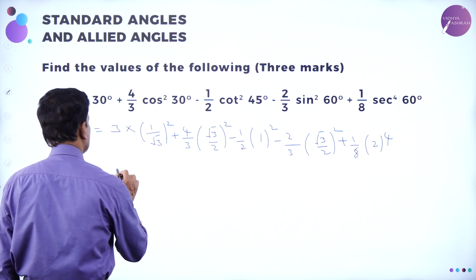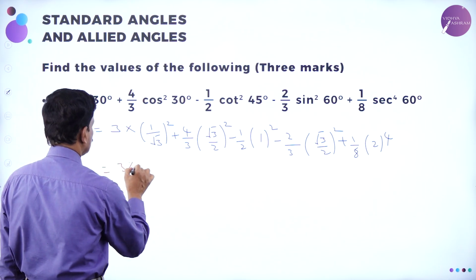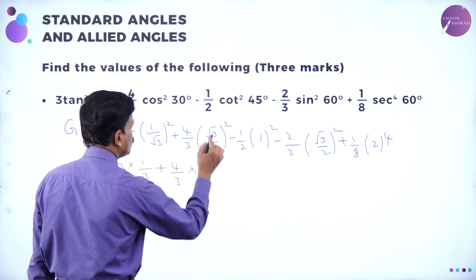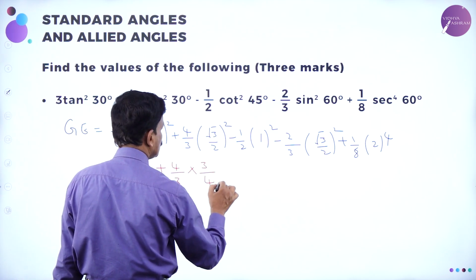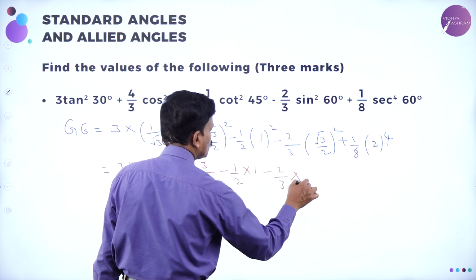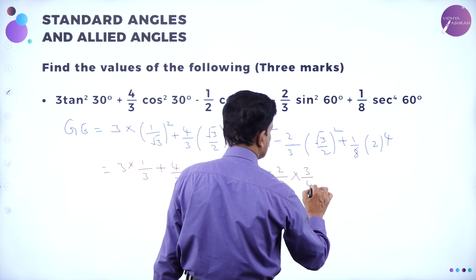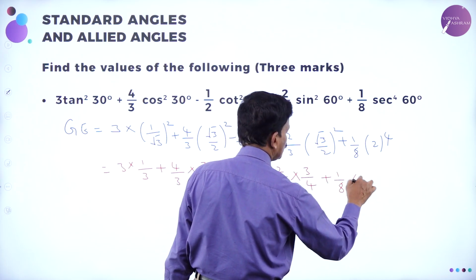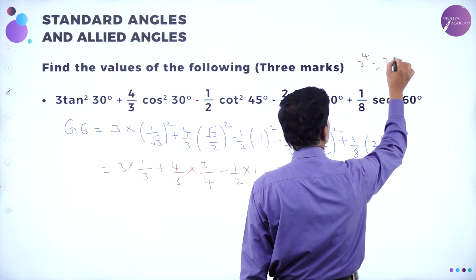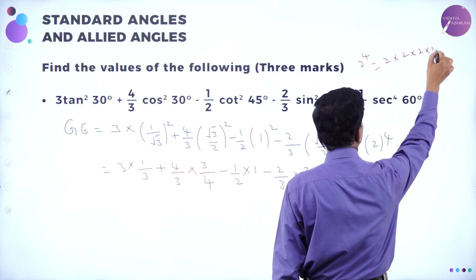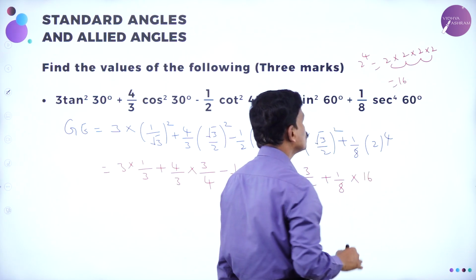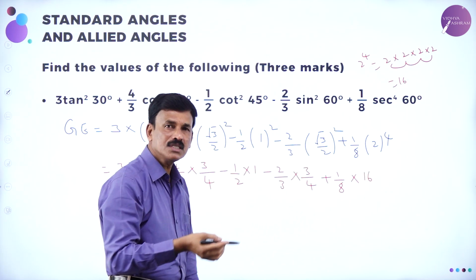So, here this can be written as 3 into 1 by 3, 4 by 3 into 3 by 4, minus 1 by 2 into 1, minus 2 by 3 into 3 by 4, plus 1 by 8 into 2 to the power of 4. So, what is 2 to the power of 4? 2 into 2 into 2 into 2. 2 to the 4, 4 to the 8, to the 16.